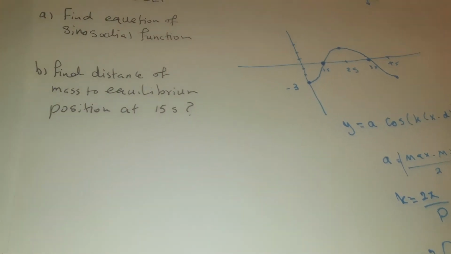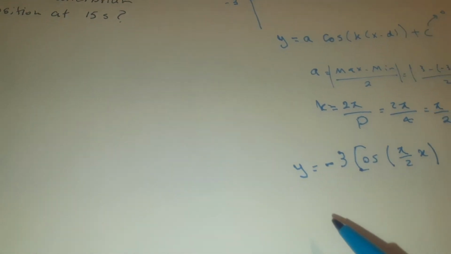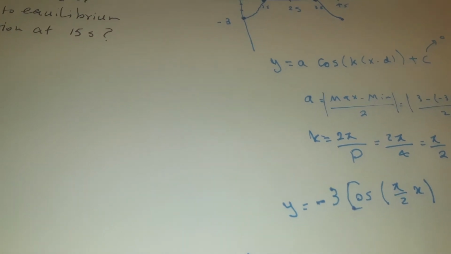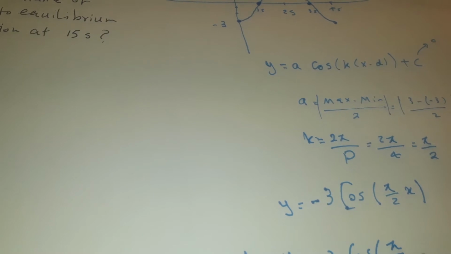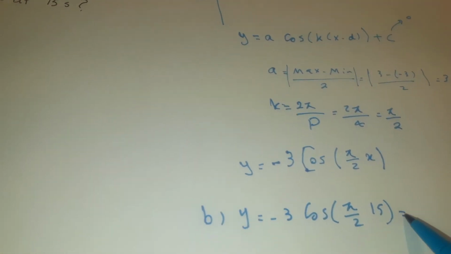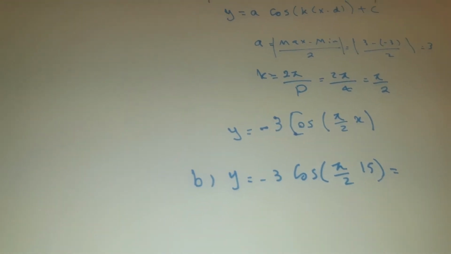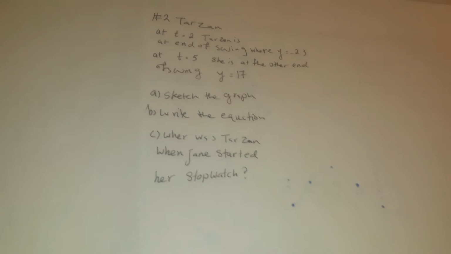It's asking to find the distance of the mass from the equilibrium position at 15 seconds. For part B, you just sub 15 for x, and I'm sure everyone has a calculator. Just put it in your calculator. So it's just going to be the position. Now, this is the first question.